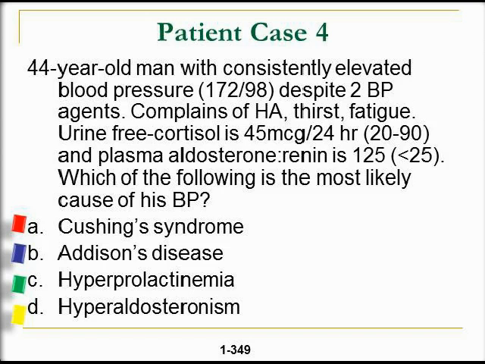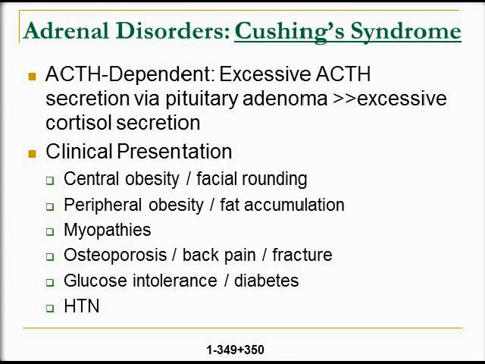All right, so patient case 4 on page 349. You have a patient with consistently elevated blood pressures. I see this all the time in my hypertension clinic. Patient's already taken 2 antihypertensives, complaints of headache, thirst, fatigue. They get a urine free cortisol level, it's at 45, which is normal, and they get an elevated plasma aldosterone to renin ratio, and it's elevated at 125. Which of the following is the most likely cause of this patient's elevated blood pressure? Is it Cushing's? Is it Addison's? Is it hyperprolactinemia or hyperaldosteronism? It's a lot of yellow out there. Good, good. Pretty easy question.